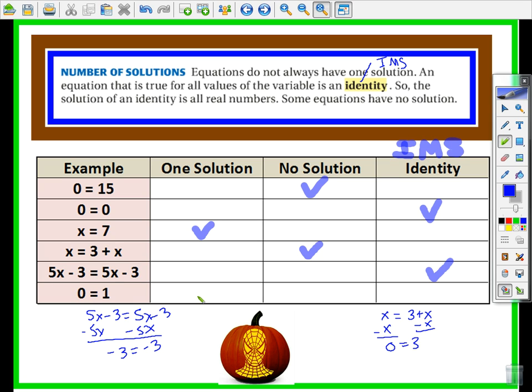And if 0 equals 1, that is not possible. 0 will never equal 1.